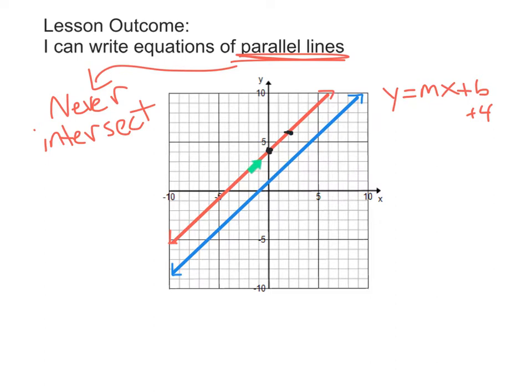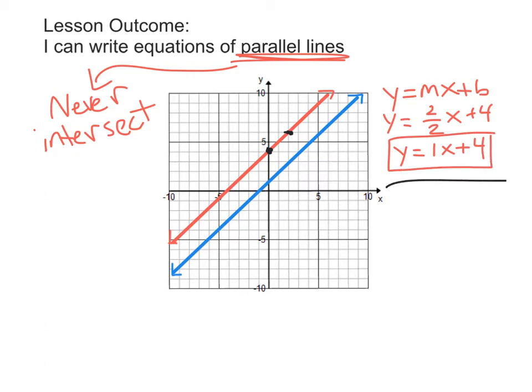So I'm going to count from here. From here, I'm going to go 1, 2 up, and then 1, 2 to the right. So my slope was 2 over 2. So now if I write my slope as 2 over 2 right here, I get y equals 2 over 2 x plus 4. In other words, y equals 2 over 2 is 1, x plus 4.